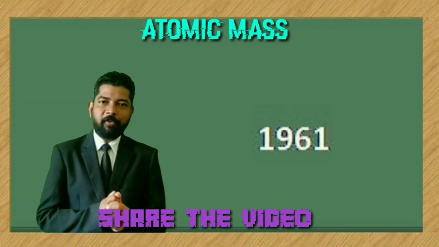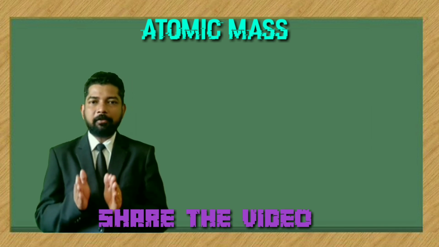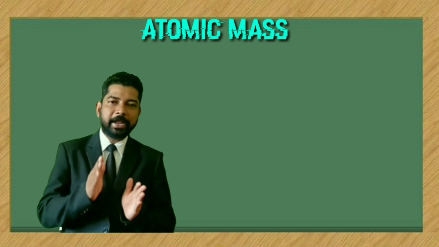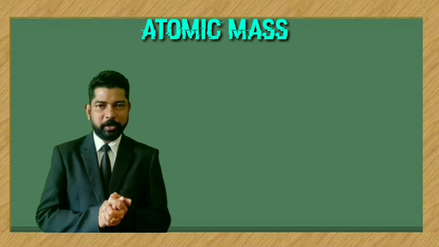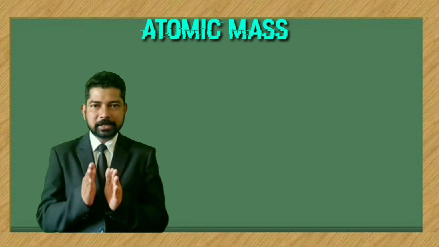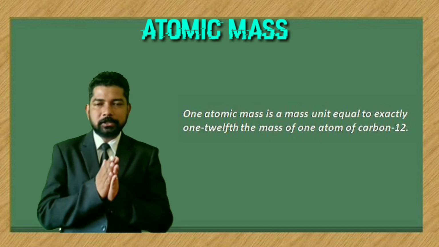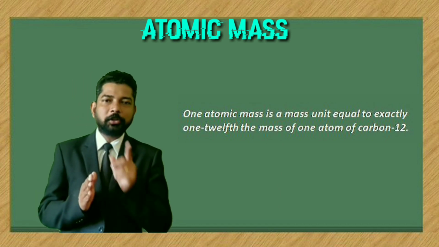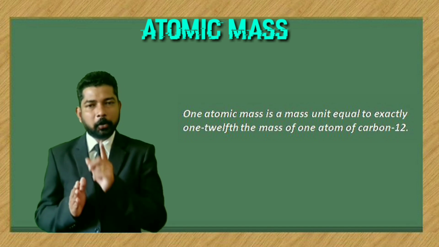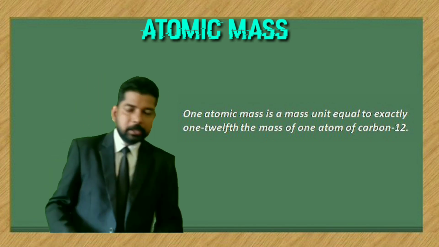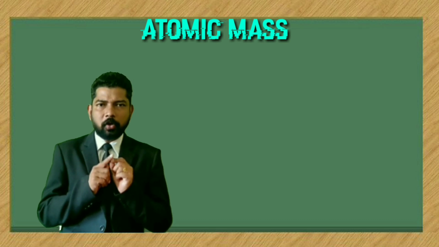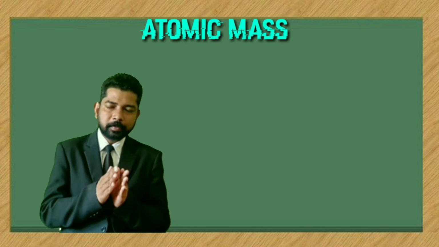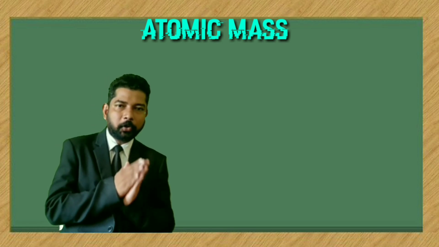In 1961, carbon-12 atom was taken as the standard reference for measuring atomic mass unit. According to that, one atomic mass unit is exactly equal to 1/12 of the mass of a carbon-12 atom. So the relative atomic mass of all the elements was compared with the atomic mass of the carbon-12 atom.